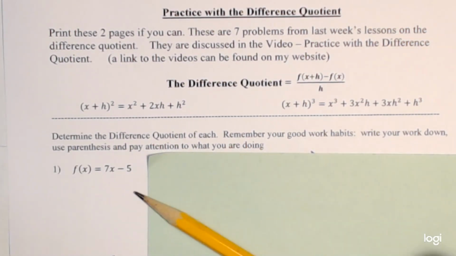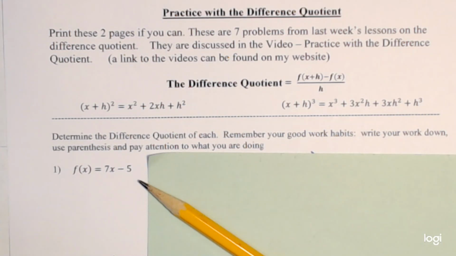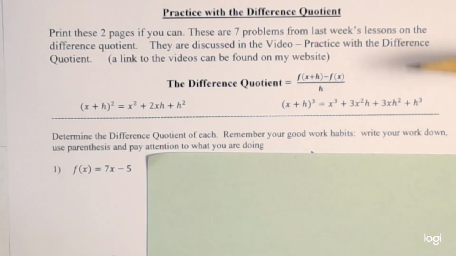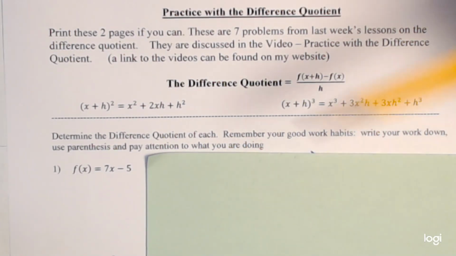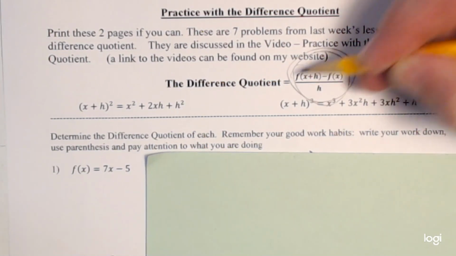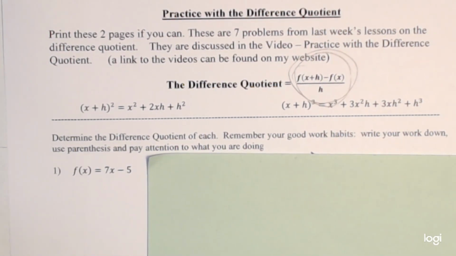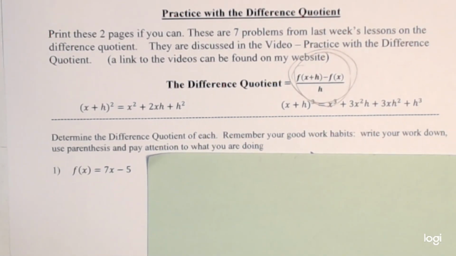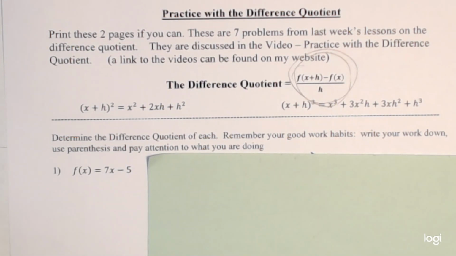All right, first one, a nice simple linear function, 7x plus 5. See what you can do with your difference quotient. Plug in the x plus h, subtract the original f of x, and find a way to factor out the h. They should cancel. Pause the video and try it. We'll come back with the solution in a second.